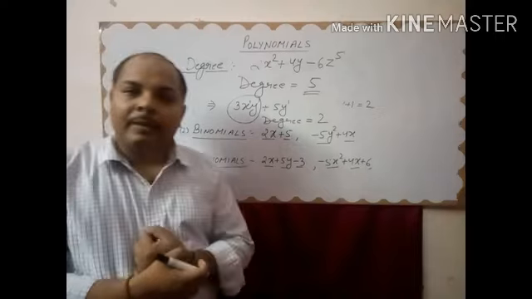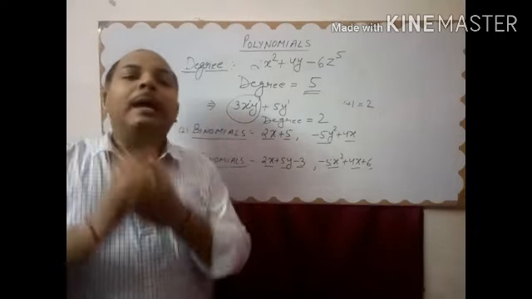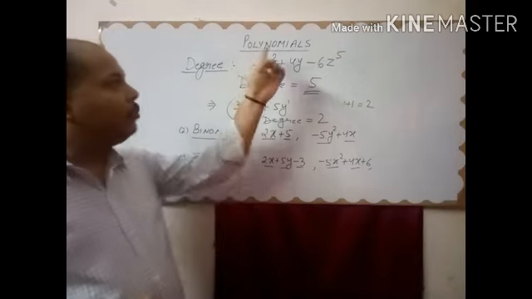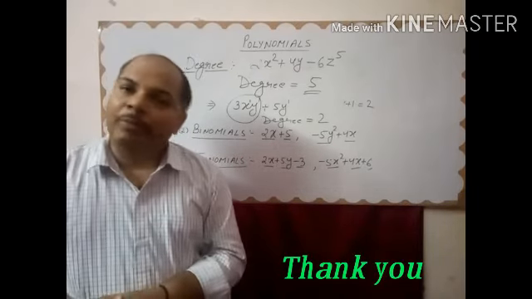Clear? मीन्स जब वेरिएबल अगर मल्टीप्लाई में लिखे हैं तो आप उनकी पावर्स को ऐड कर देंगे. क्लियर? ओके. I hope you understand polynomial, monomial, binomial, trinomial and degree of a polynomial.